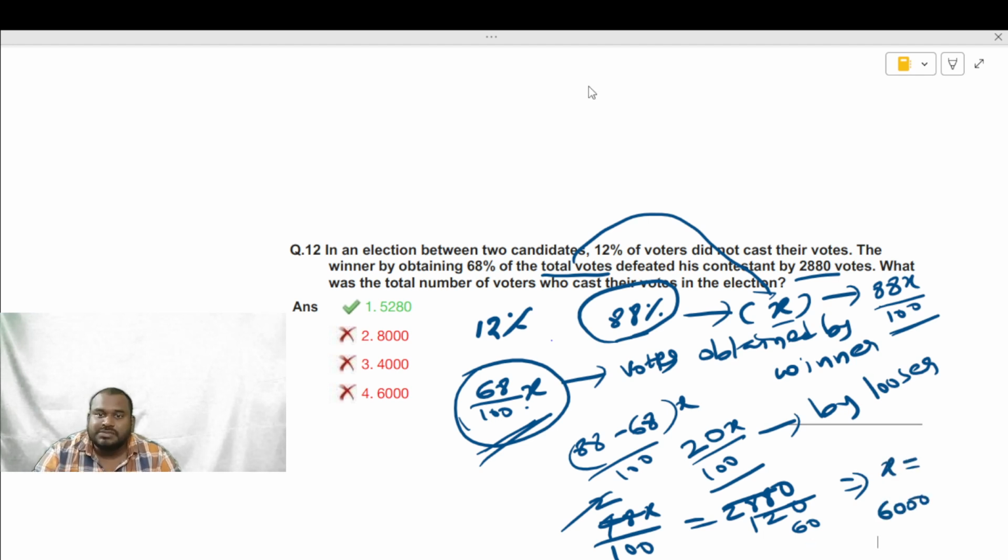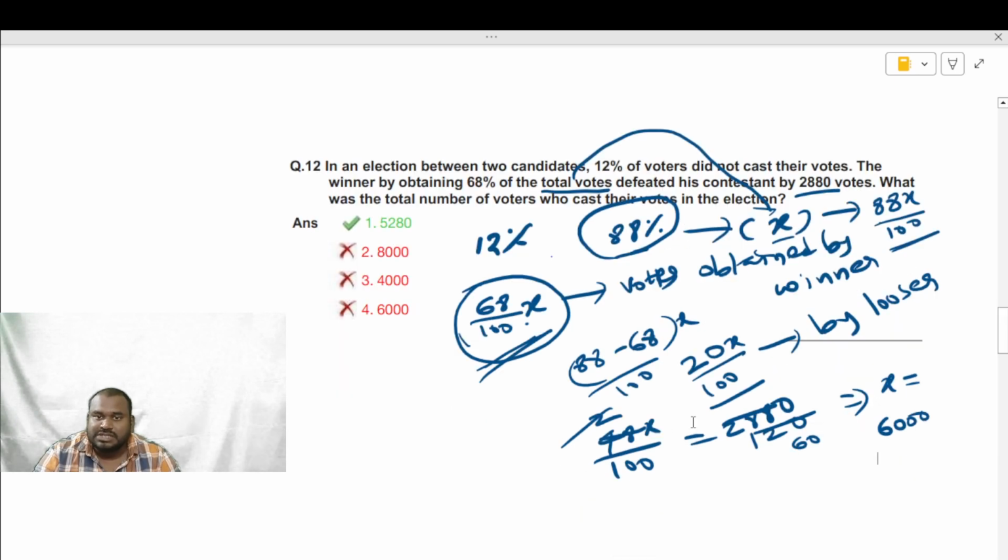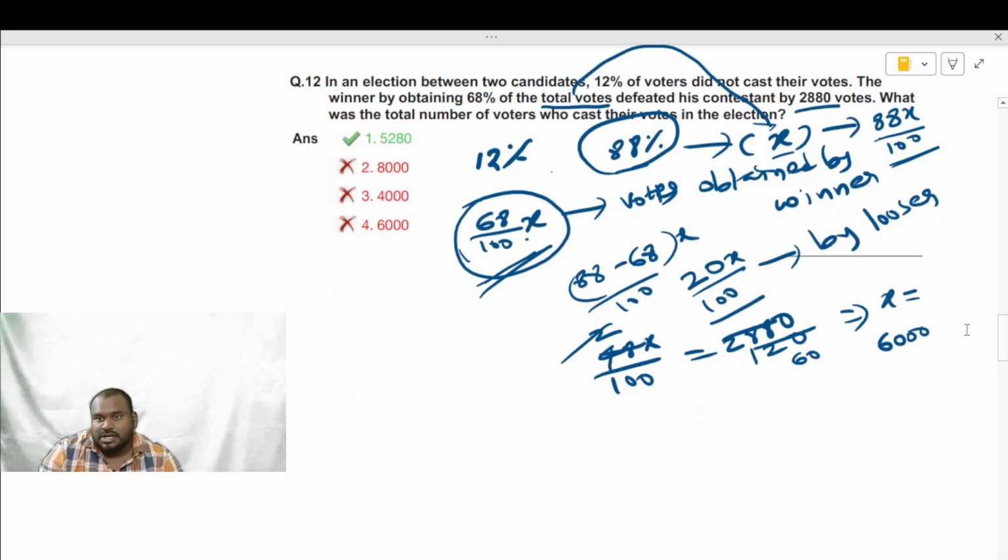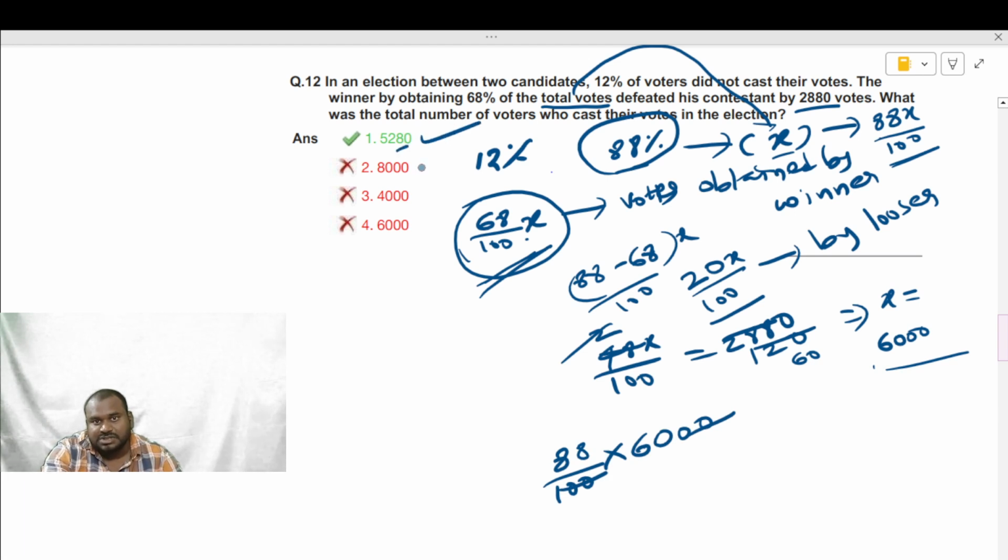So X is nothing but the total number of voters. Once you get the total number of voters, how many of them voted? That's what he is asking. The total number of voters who cast their votes in the election is, as per the question, 88%. 88 by 100 into total number of voters, that is X. I am substituting here. These two zeros get cancelled. Then 60 into 88, 5280. So the number which is ending with 0. So only one option. So this is the answer.